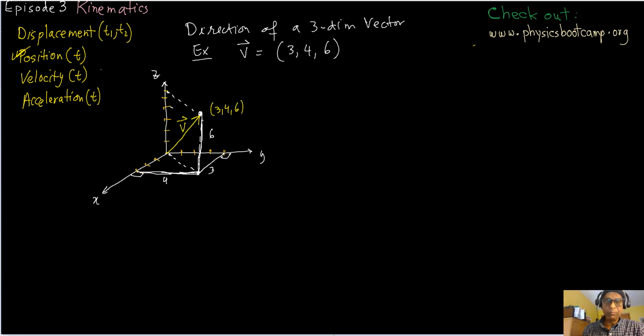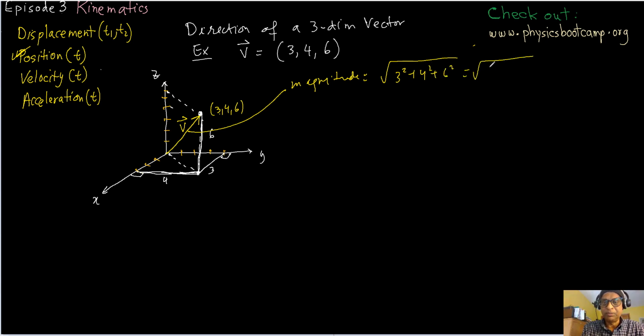Okay, so let's look at a numerical example, and you can convert that to symbolic form later, on your own. So how do we tell the direction of this? Of course, the magnitude is very easy to tell. We have a formula for it, and this distance is made up of 3 squared plus 4 squared plus 6 squared, which is 9 plus 16 plus 36, so the square root of 61. That's going to be the magnitude. How do we tell the direction?